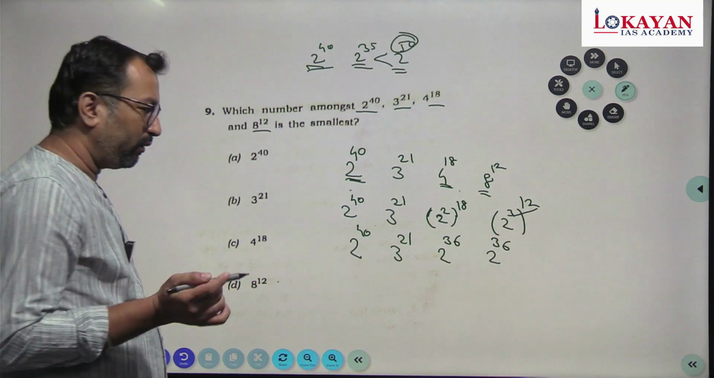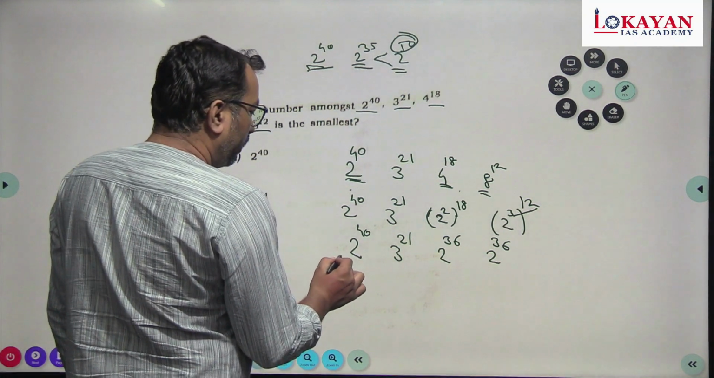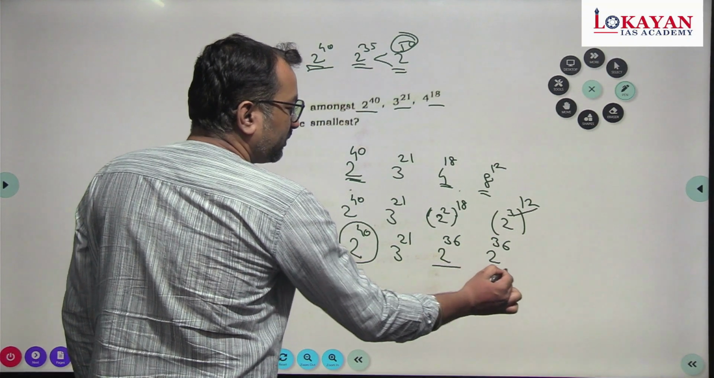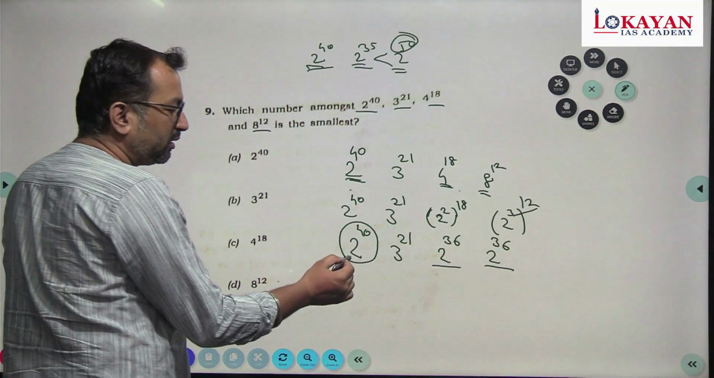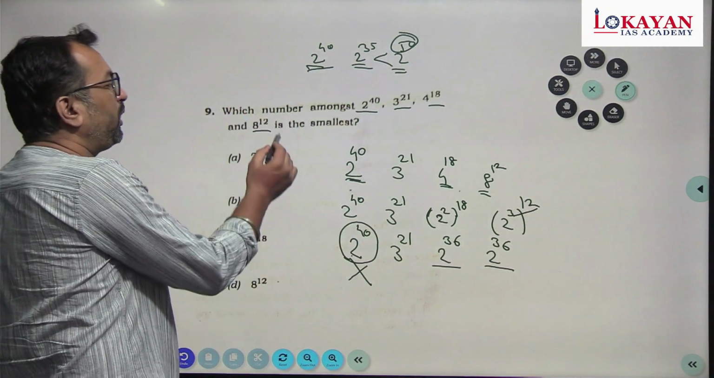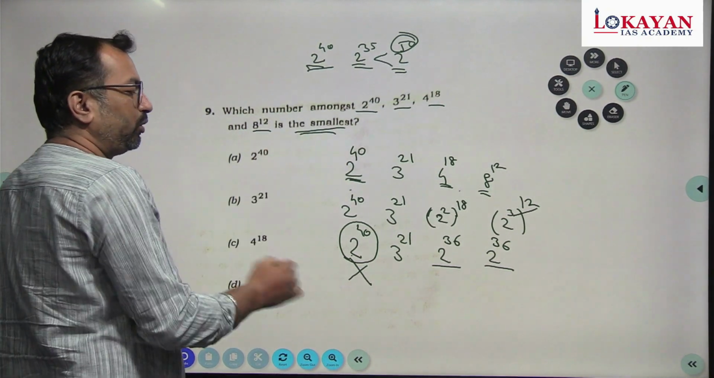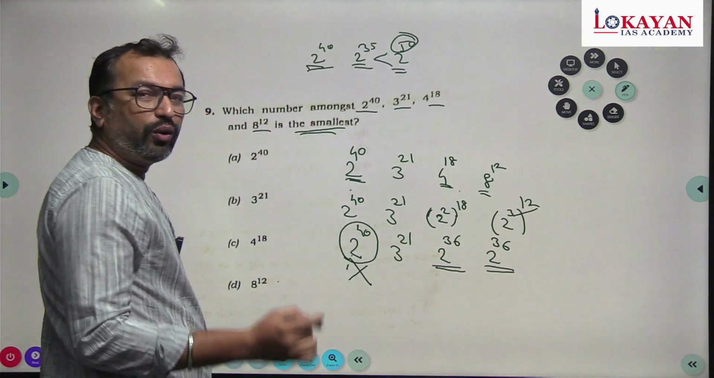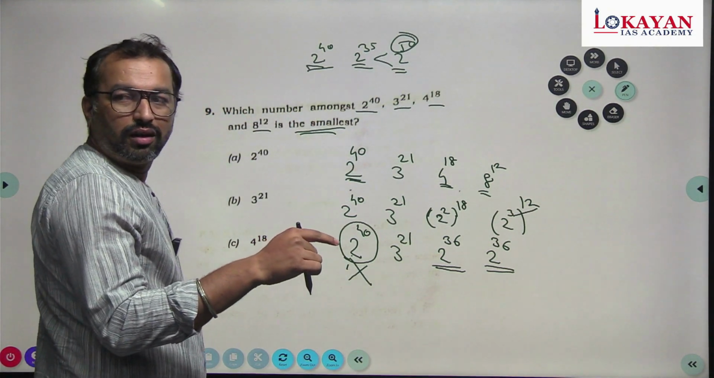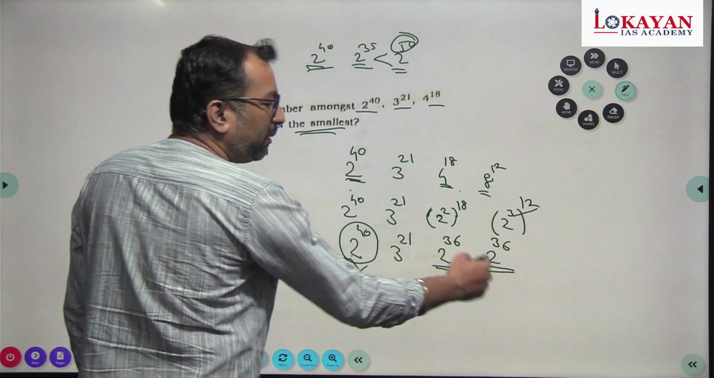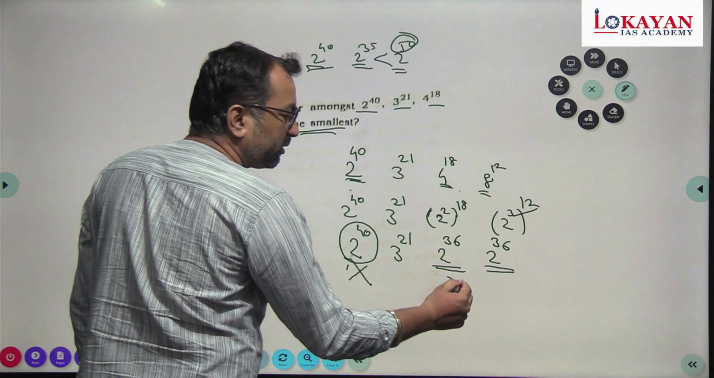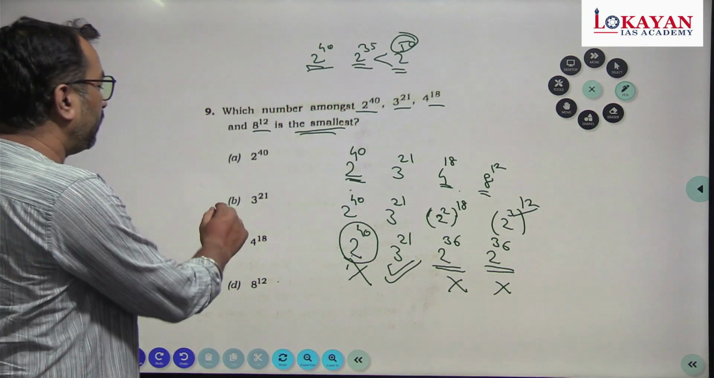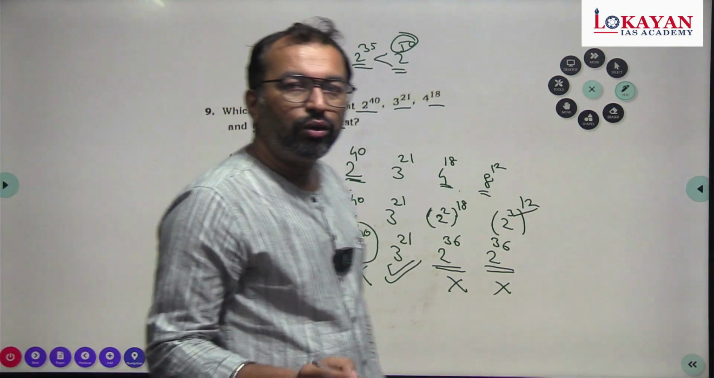No need to go further. Why? Because 2 to the power 40 is bigger than 2 to the power 36 and 2 to the power 36. So this is a bigger number. So this cannot be our answer because we need the smallest number. And if these two numbers are equal, how can they be the smallest? So these two numbers are not going to be smallest. So answer is 3 to the power 21. Option number B.